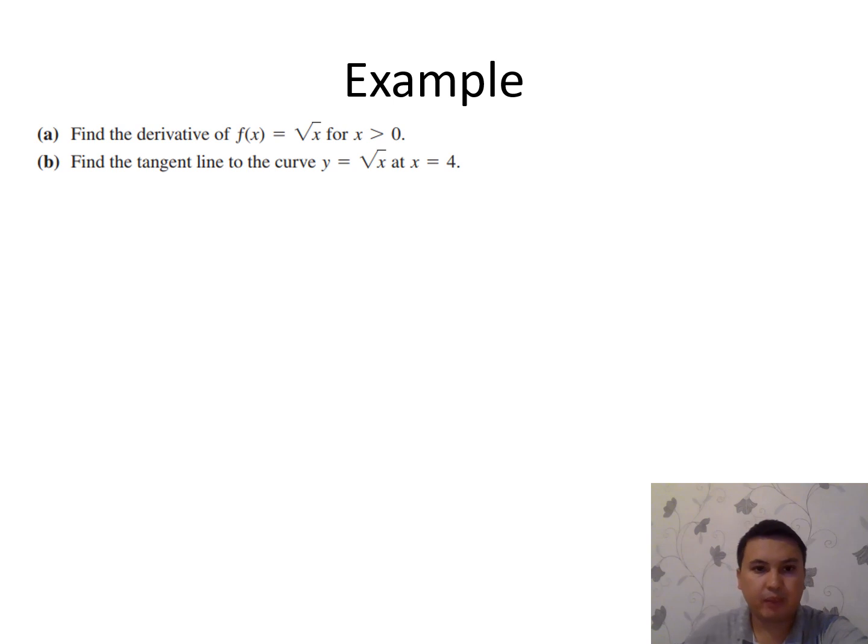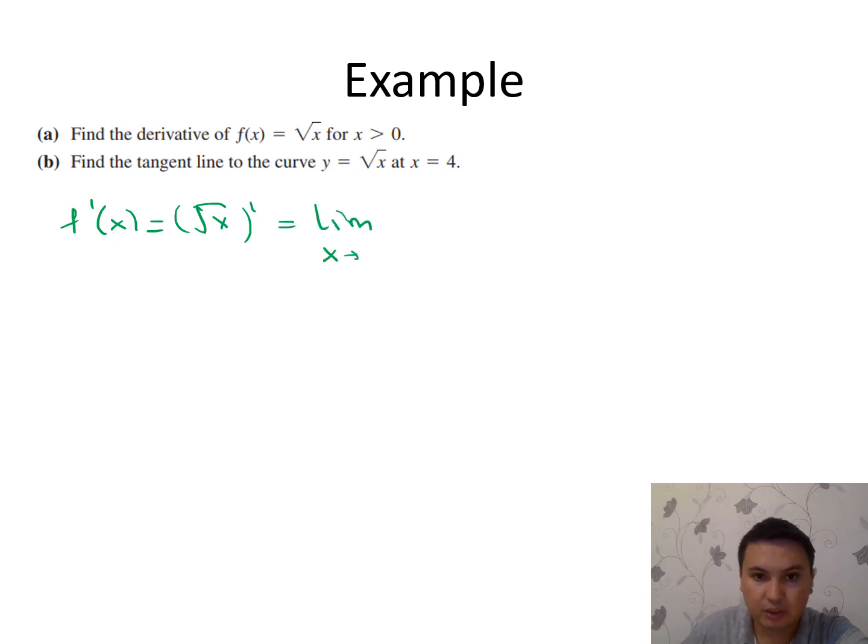More examples. Let's find the derivative of square root of x when x is positive, because when x is negative we cannot do it, right? It's not defined. So f prime of x, or if you like, square root of x prime, what is it?